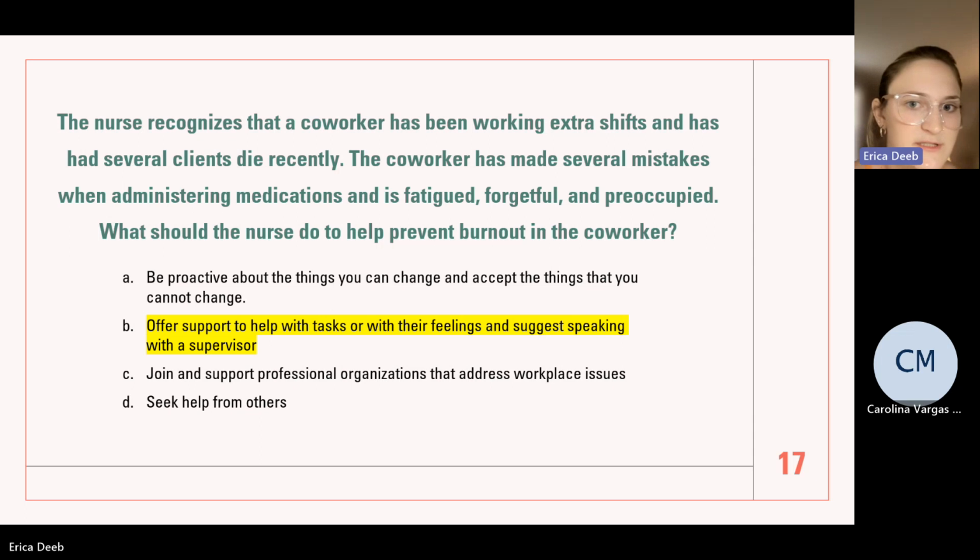So the other options are really good suggestions, but they're more things that should be suggested to the coworker to do. But what can you do as the peer? You can offer that support. And that's really important in the workplace, to support our coworkers, especially in nursing.